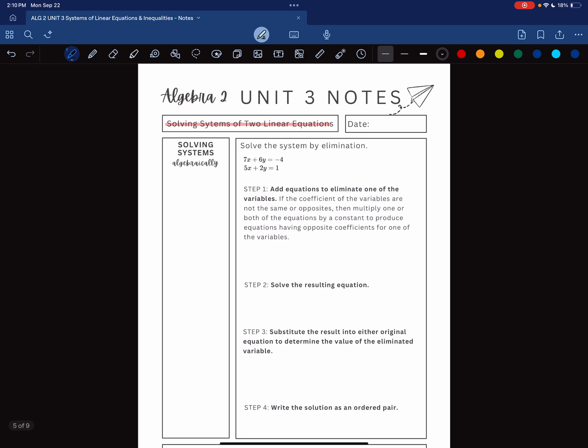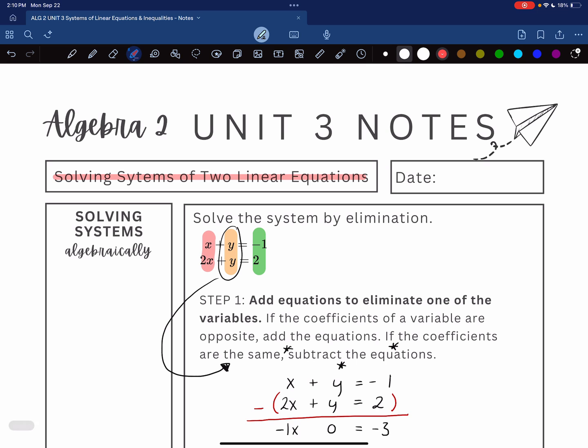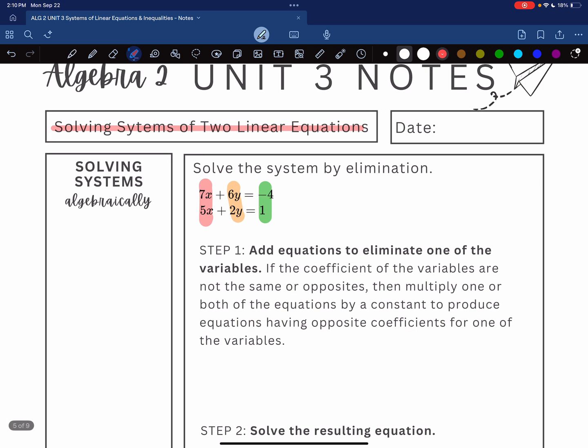Now sometimes your equations will look like this. They don't look really easy and ready to graph, but they do look lined up and ready for elimination. But notice that neither of these are like the one before where it was just y and y or y and -y. They're all a little bit different here. So when that happens, you may need to multiply one entire equation by a constant, in order to produce equations that have opposite coefficients.